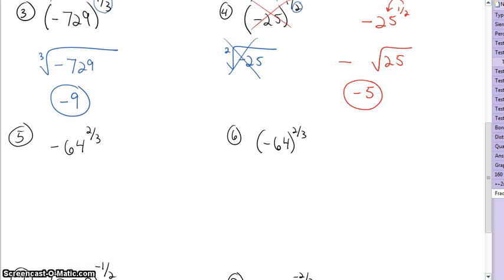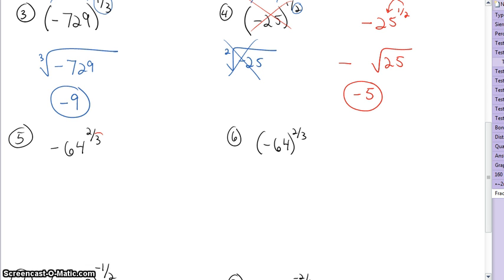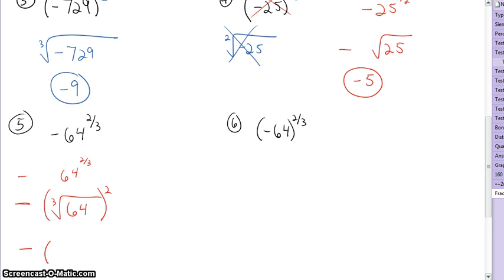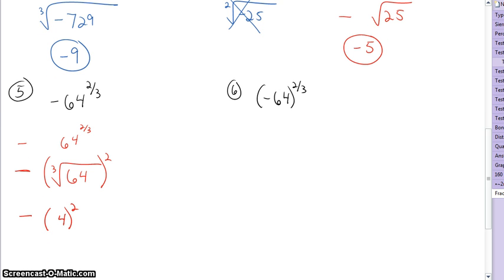Okay? So now let's look at two things. I have both a root and an exponent. So, I'm going to do the root first. Keep in mind, this is asking me a negative of my answer. The 64 is being raised to the 2/3 power. So that negative is separate. I'm looking for the cube root of 64. I want to square that number and then make it a negative. So this is really a negative. The cube root of 64 is 4. 4 squared is 16. So my answer here is a negative 16.